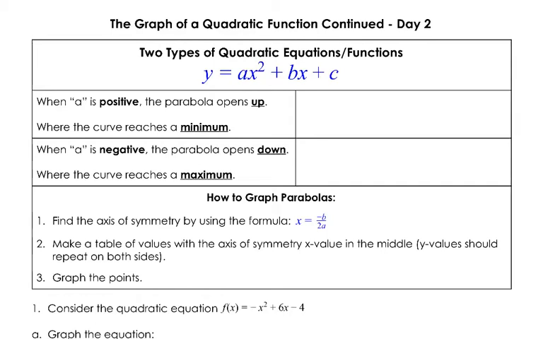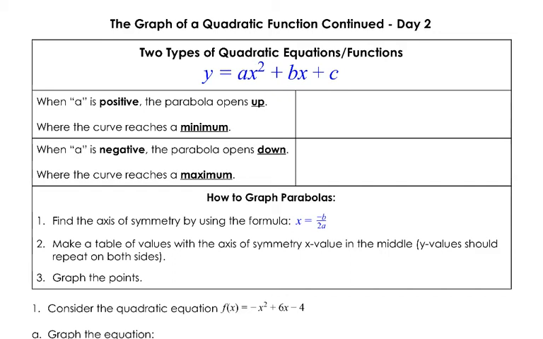Hello mathematicians, so we're on day 2. The graph of a quadratic function continued. We're still looking at some of the characteristics that make up a quadratic function graph. And today we're going to look at the two different types of quadratic equations and functions.